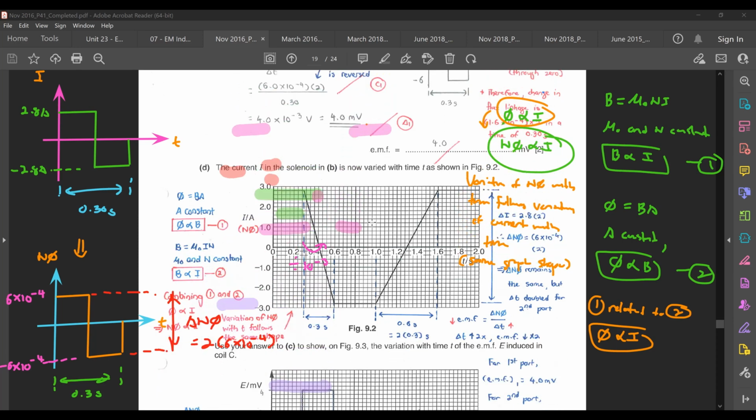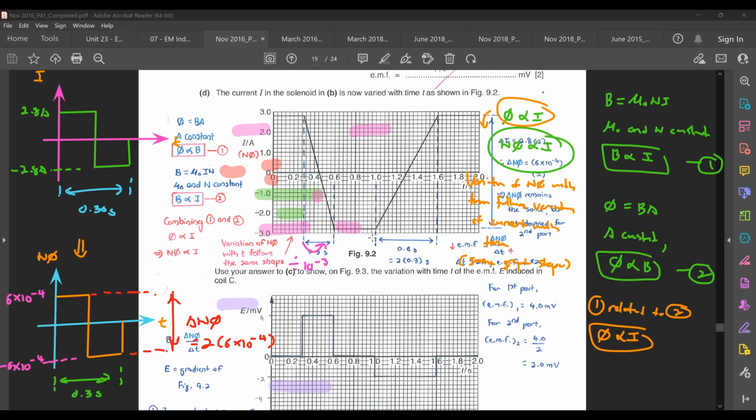And then after that, if you move on to the second part D here, they mentioned that the current I in the solenoid B is now varied with time as shown in this figure. This is the graph of current versus time. Use the answer in C, the one that you just found, to show on this figure below the variation with time t of the EMF E induced inside coil C. So this is the current in the solenoid. From this graph of current inside the solenoid versus time, you're supposed to produce a graph of EMF induced in the coil C versus time.